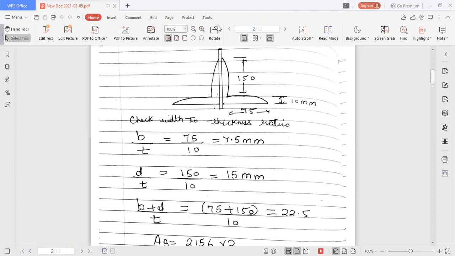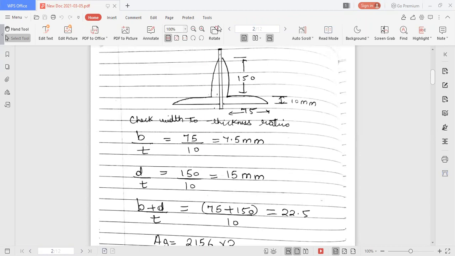Same for d by t. Again depth is your 150 and thickness is 10. So it is less than 17.5 epsilon. So here also your design is safe for depth upon thickness ratio.